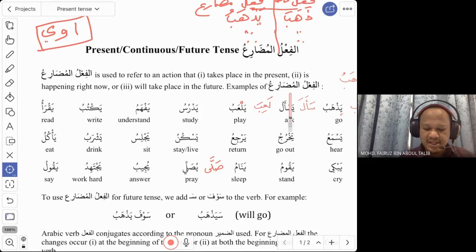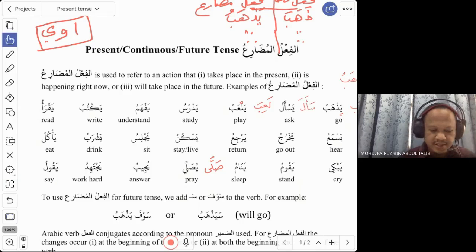But what is important for now is the top two lines. When we do the conjugation, I will only focus on these two lines, but not this one. This is just to give you some vocabulary. You will learn this in the advanced topic of fi'il mudari. Today it is just the basic one. Thank you, Ustaz. Okay, thank you for the question. Any other question?